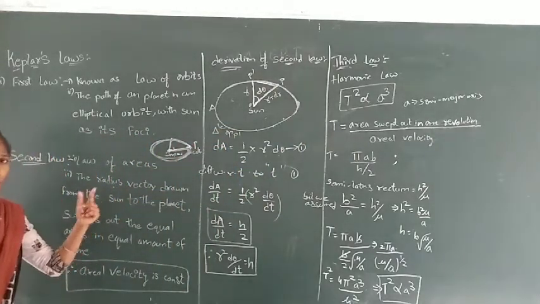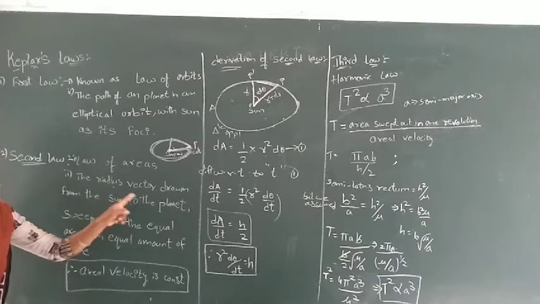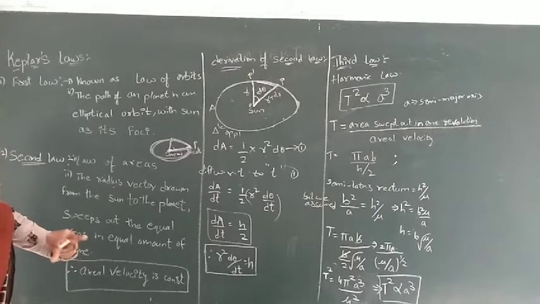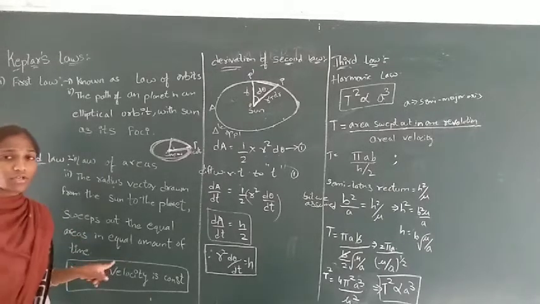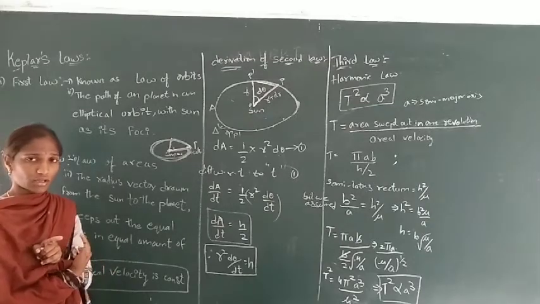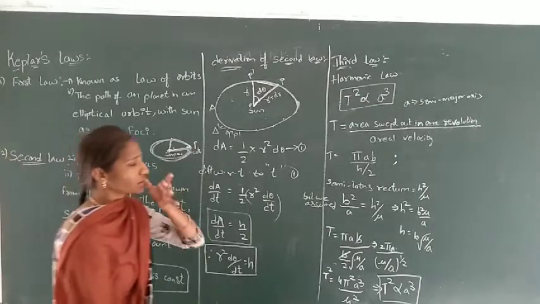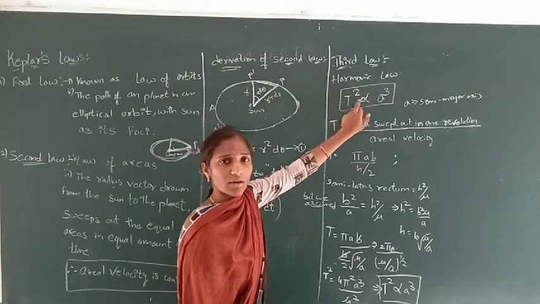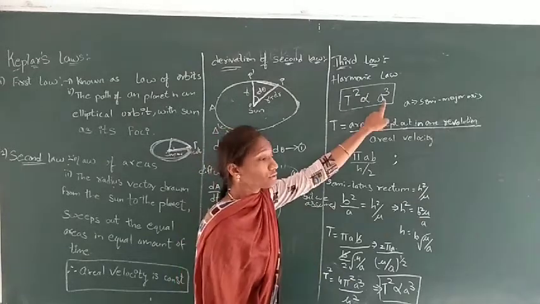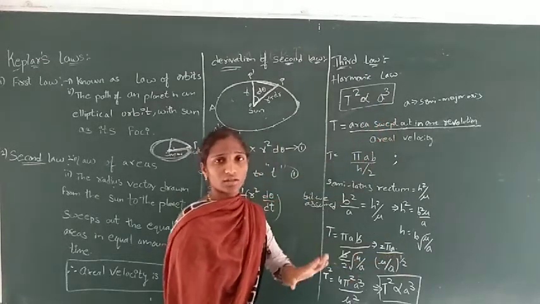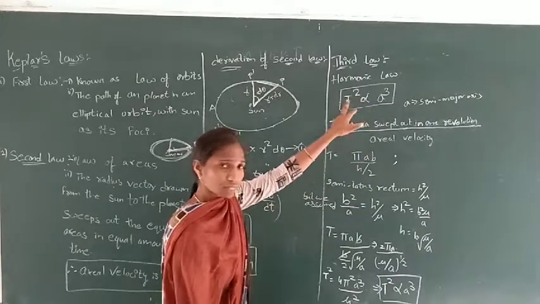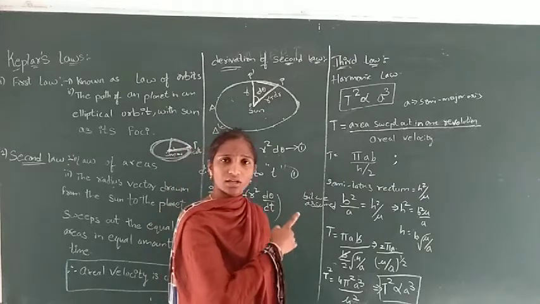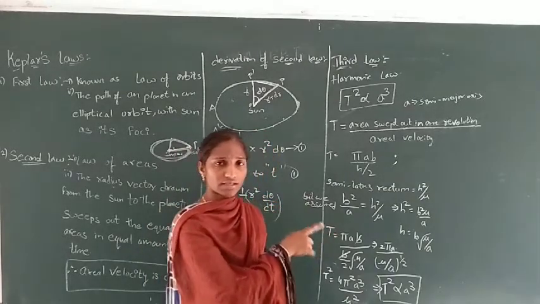The second law is the law of areas, which describes the area velocity, which is constant. It also explains the distance from the sun to the planet. Now the third law explains the time period of the planet: the square of the time period is directly proportional to the cube of the semi-major axis of an orbit. So this is the peculiar Kepler's third law. It also explains the size of an orbit.